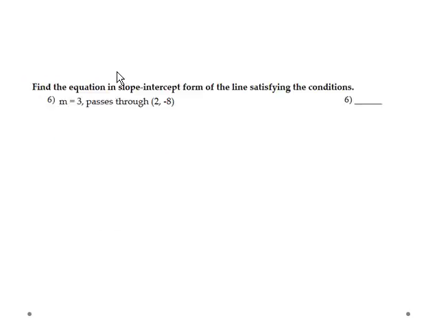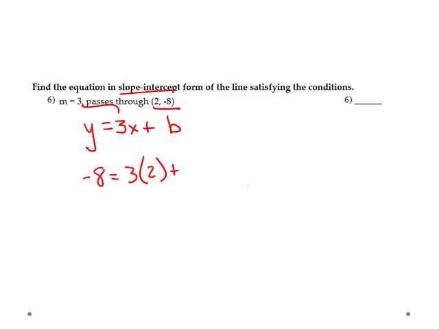Next, find the equation of a line passing through this point in slope-intercept form. Y equals, here's our slope, 3x plus b. Let's substitute this point in. So -8 equals 3 times 2 plus b. This is 6. Subtract 6 from both sides. b is -14. So y equals 3x plus 14.